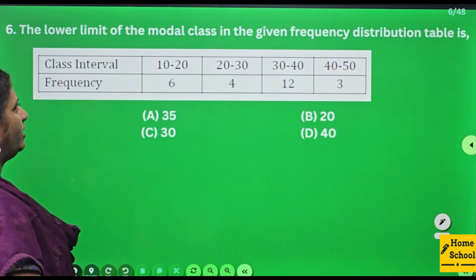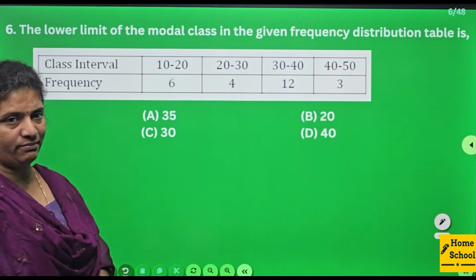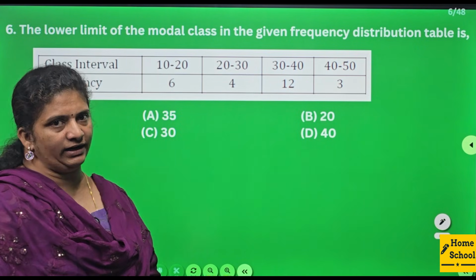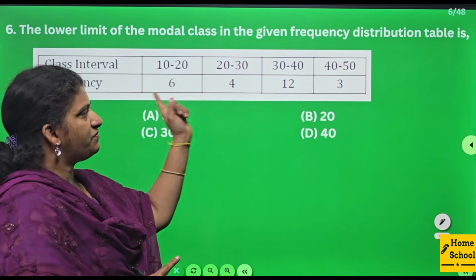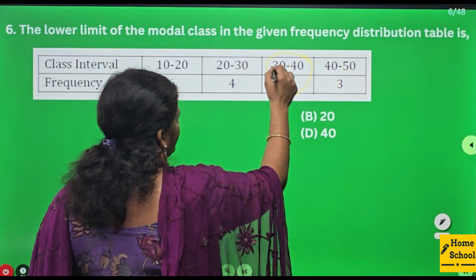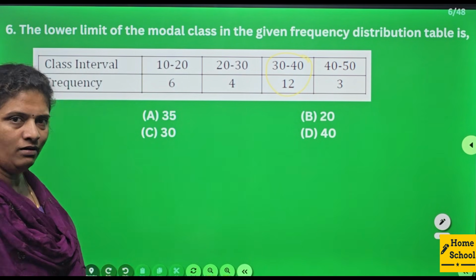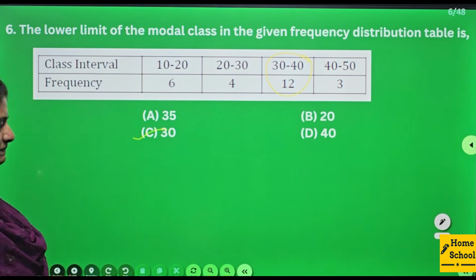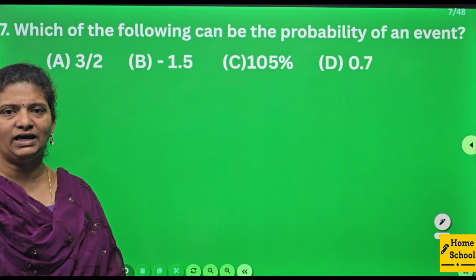Sixth one, the lower limit of the model class in the given frequency distribution table is. You can see a distribution table here, class interval and frequency. In order to find lower limit in the model class, first we need to identify which is the model class. That means highest frequency among the frequency line is 12. So round it up, this 30 to 40 is the model class, 30 is the lower limit, 40 is the upper limit in the model class. So your question is lower limit. So that is 30 is your correct answer. Option C.